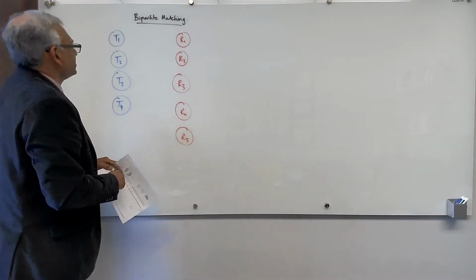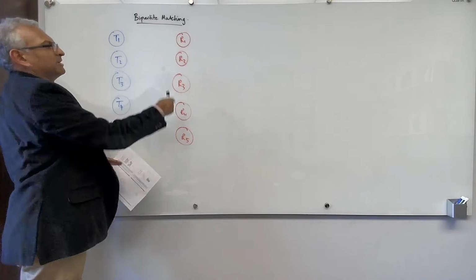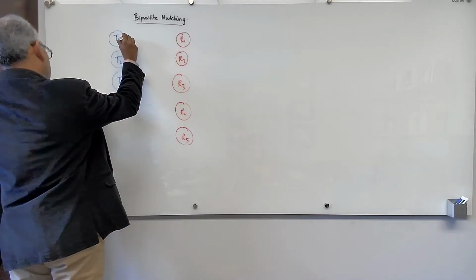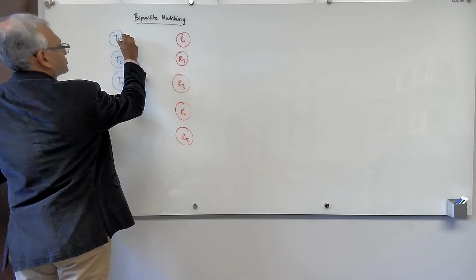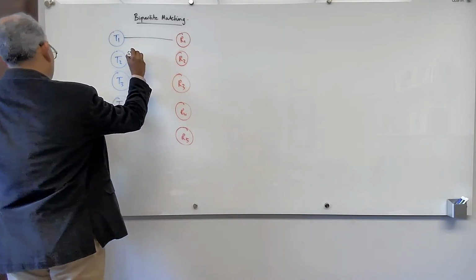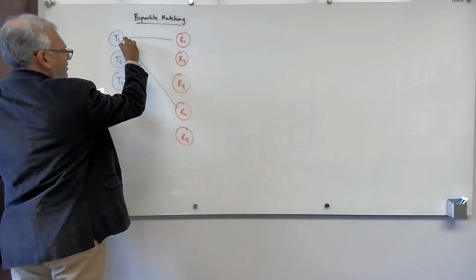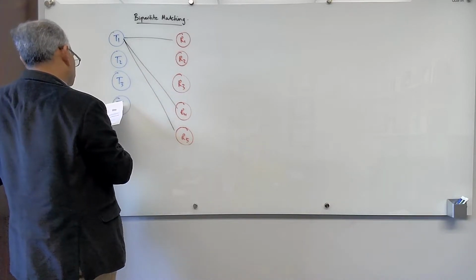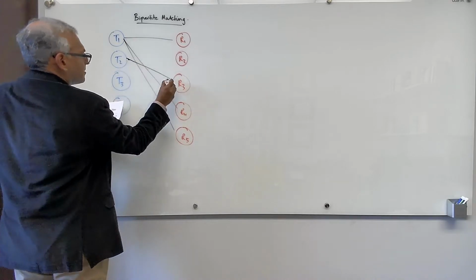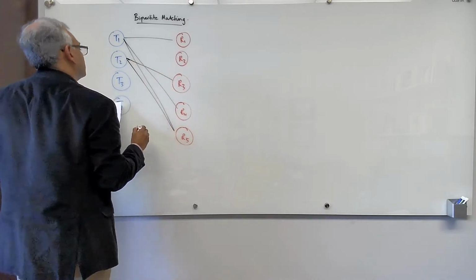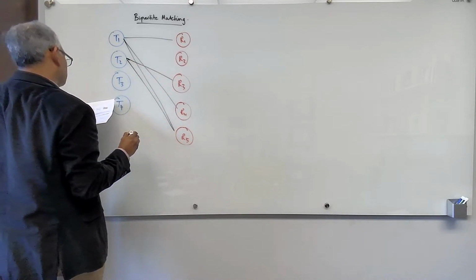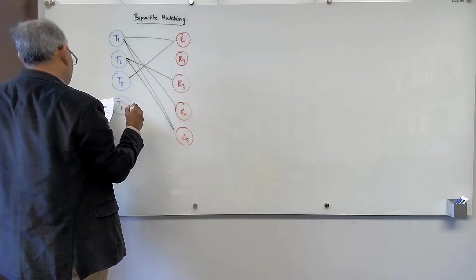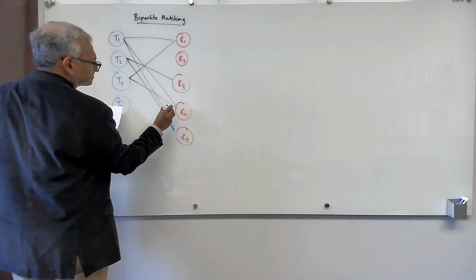Basically, each task can be done by some subset of the resources. So, for example, task 1 can be done by resource 1, 4, or 5. Okay, and task 2 can be done by resource 3 or 5. Okay, and task 3 can be done by resource 1 or 4.